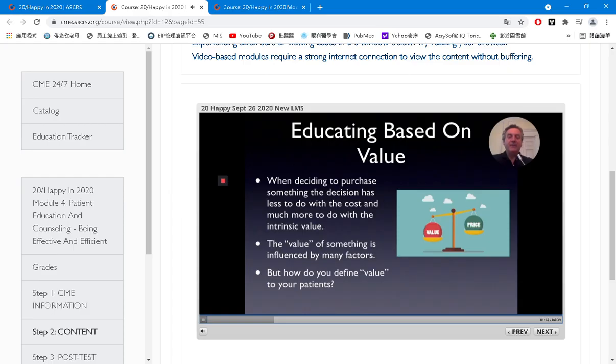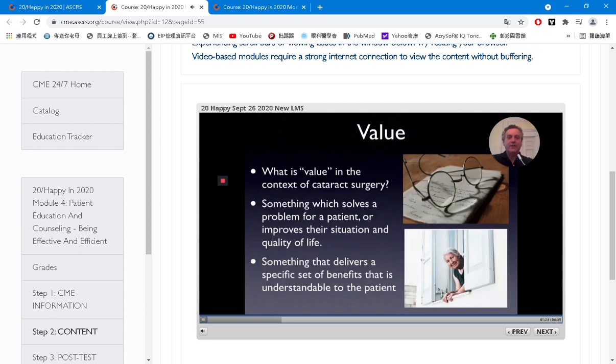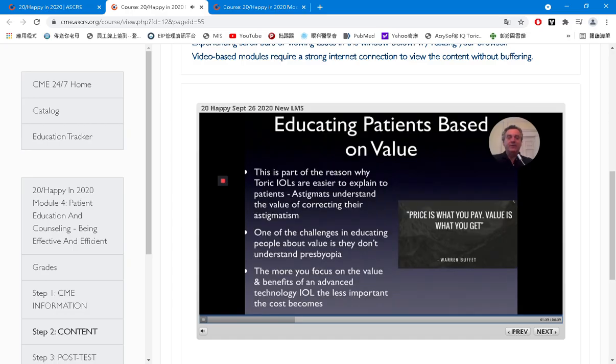And that can be influenced by many factors, and the question is, how do you define value for your patients and talk to them about that at the time of cataract surgery? What is the value in the context of cataract surgery? It's really something that solves a problem for a patient or improves their situation or overall quality of life and delivers a specific set of benefits that's understandable to them. When we look at this, it becomes clear why this method works.